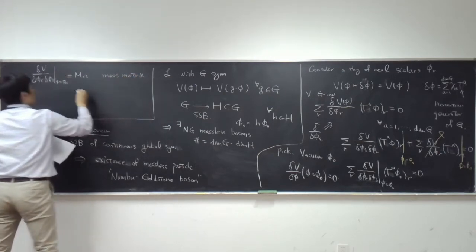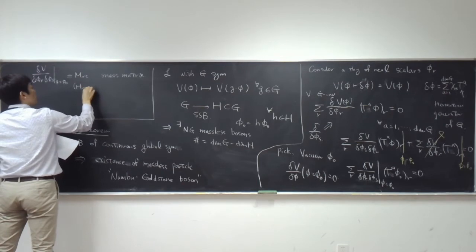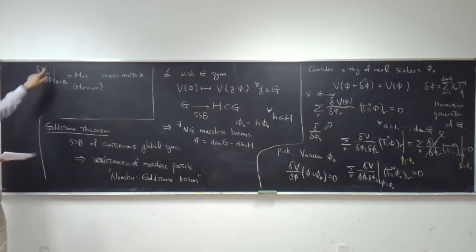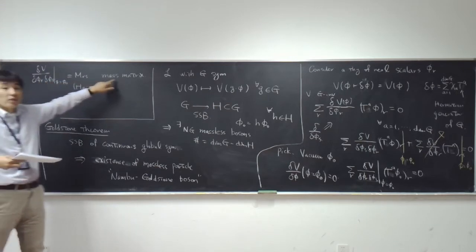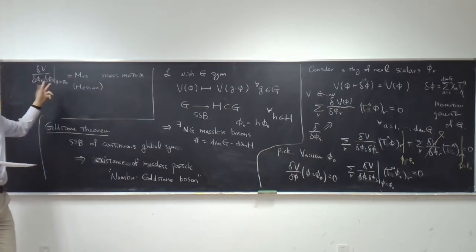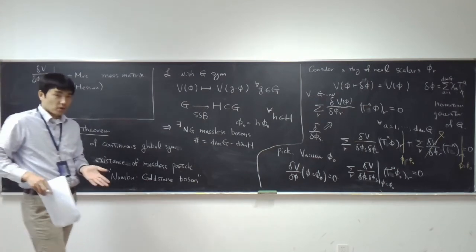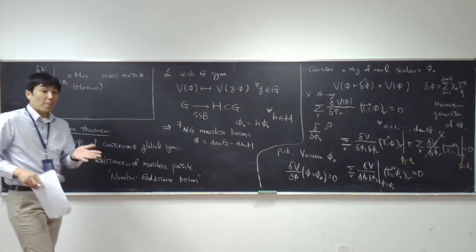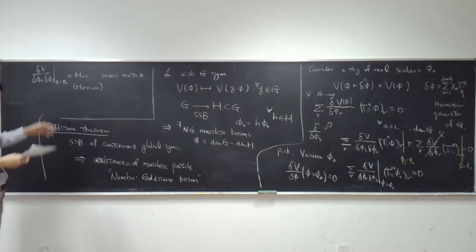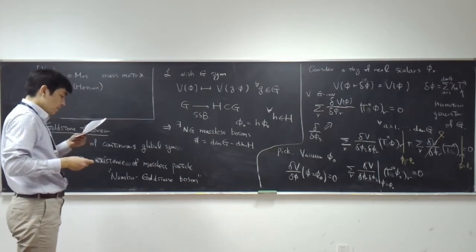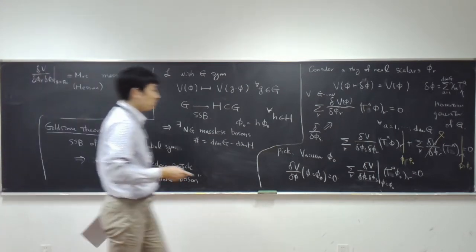Sometimes called the Hessian. The second derivative of the potential always gives you the mass matrix. It's a symmetric matrix, so you can always diagonalize it with real eigenvalues. Those are mass parameters at the vacuum. So therefore, this means that the sum.